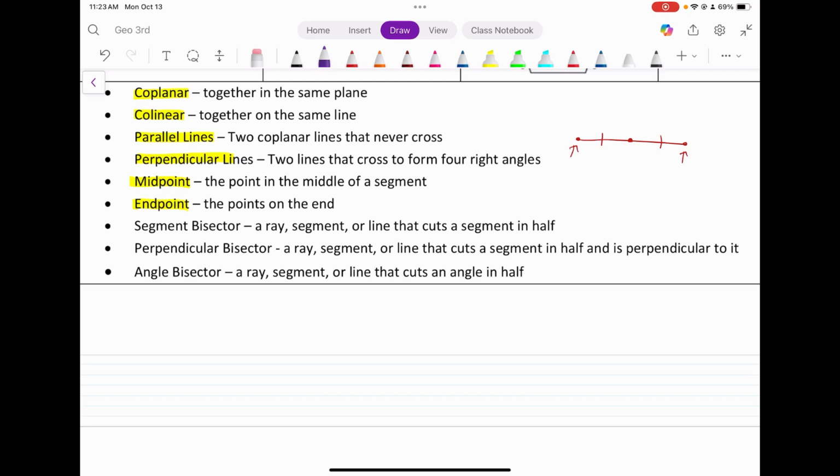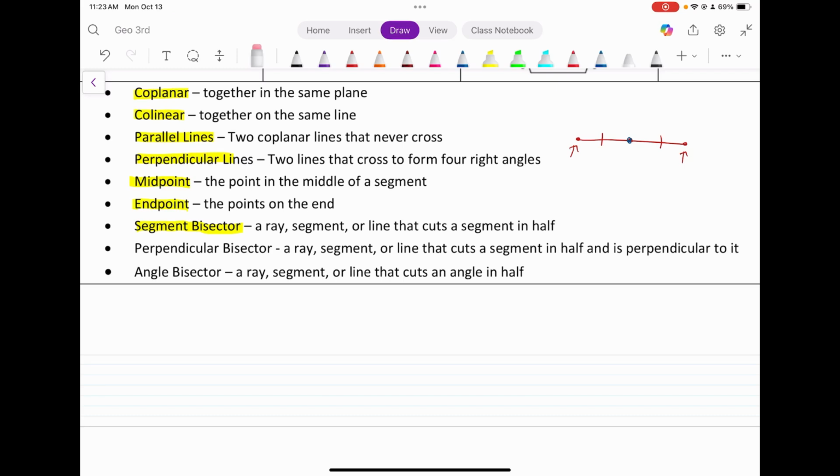A segment bisector, the next one. A segment bisector is any ray, segment, or line that cuts another segment in half. So we could actually take and slice this thing in half through its midpoint, and that would be a segment bisector because it cuts that other line segment in half.